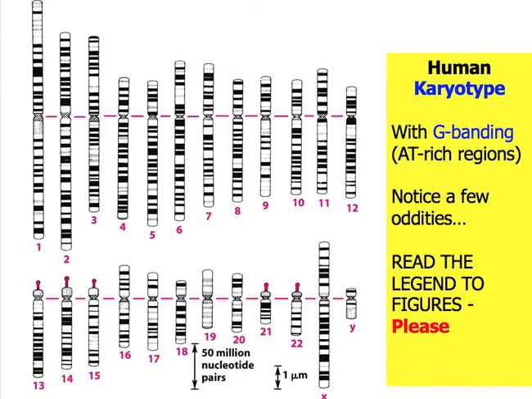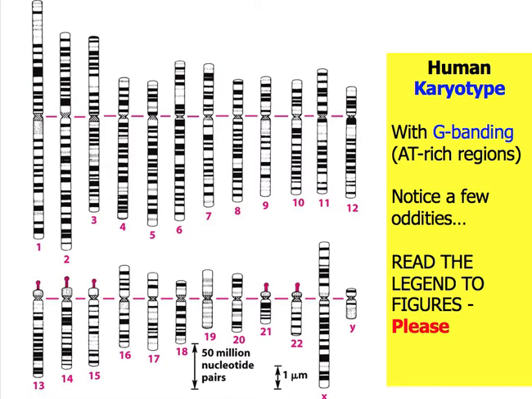More sophisticated chromosome staining techniques using different substances enable us to label regions of the chromosome with different densities of those particular substances. In this case, something known as G banding binds to regions of the chromosome which are rich in adenine and thymine bases. And you can see these regions are scattered on every chromosome.